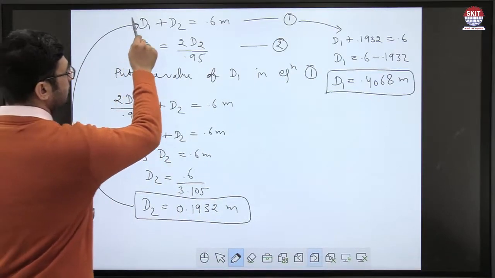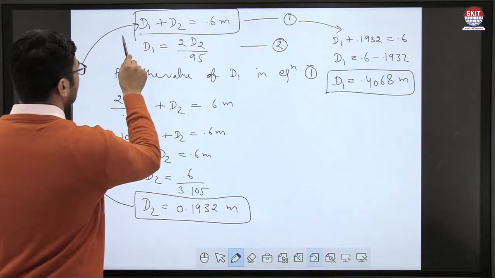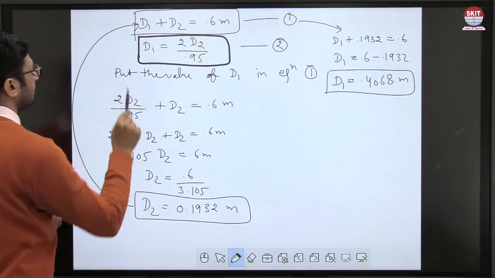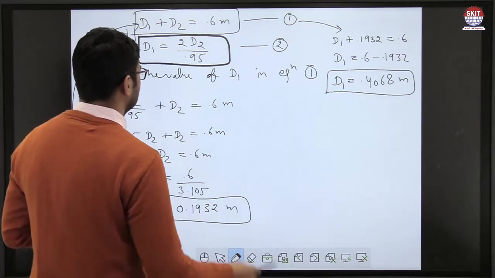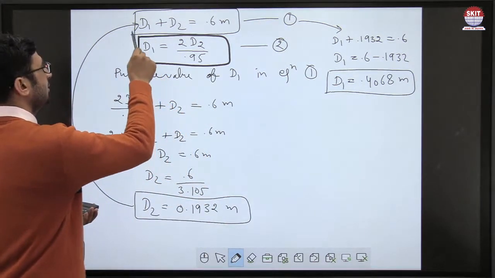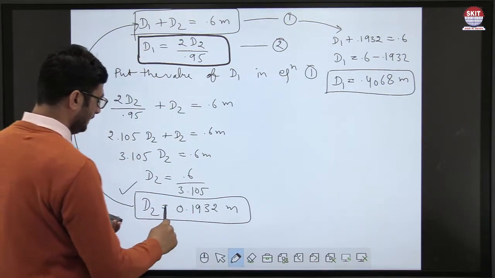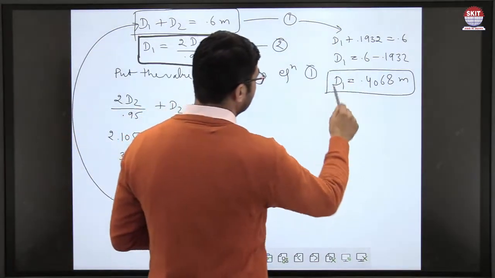This is the first relation between d1 and d2, and this is the second relation between d1 and d2. Put the d1 value in the first equation and find out the value of d2, and this d2 value is put in equation first and we find out the value of d1.